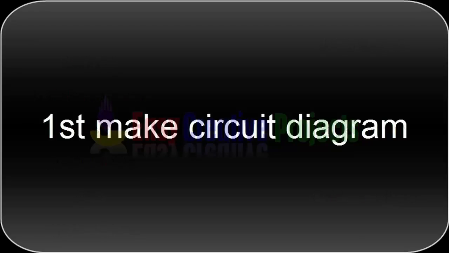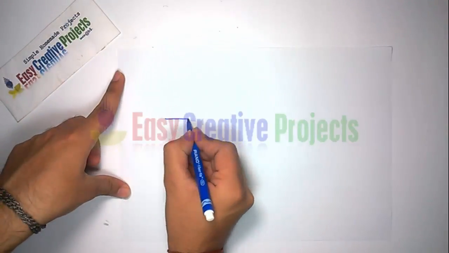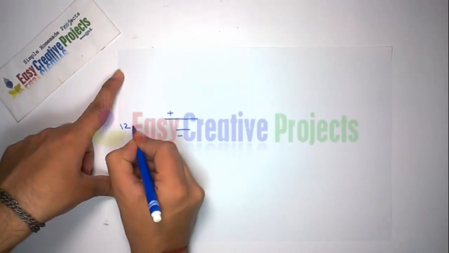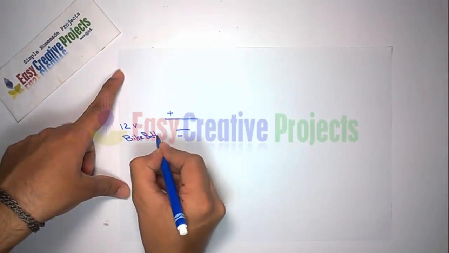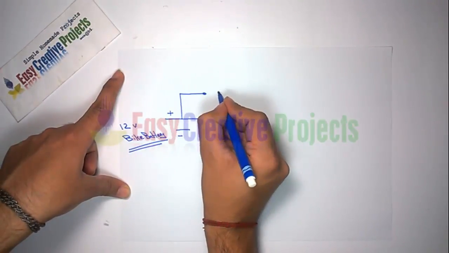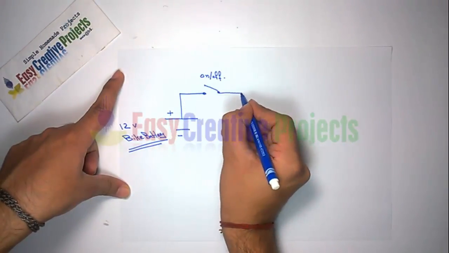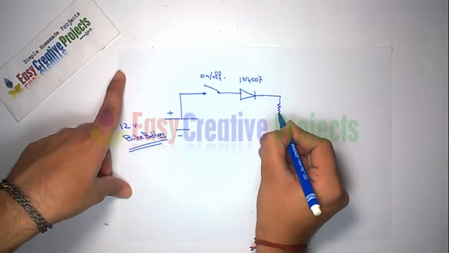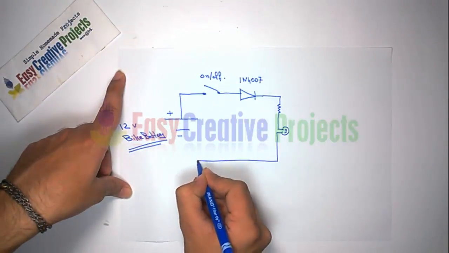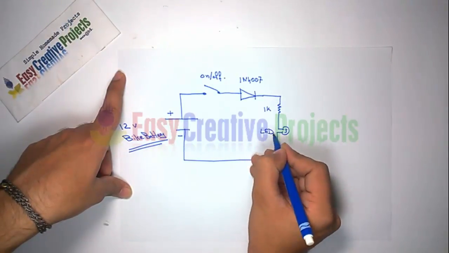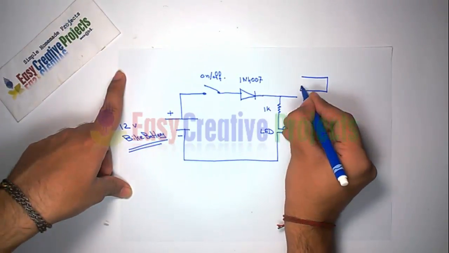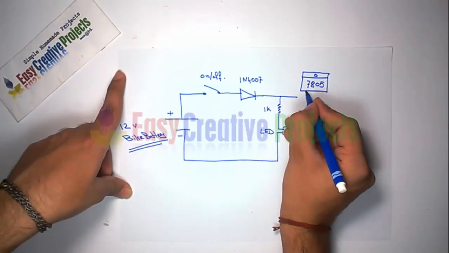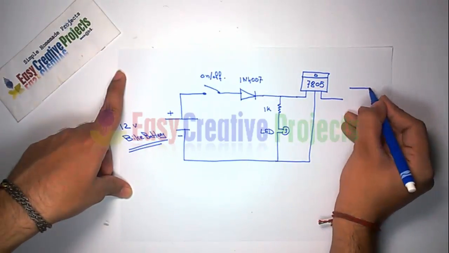First, make the circuit diagram. We use bike battery power for input. Connect the on-off switch with the diode. Now connect the 1K resistor and LED. Now connect the 7805 voltage regulator. And finally, connect the USB female pin.